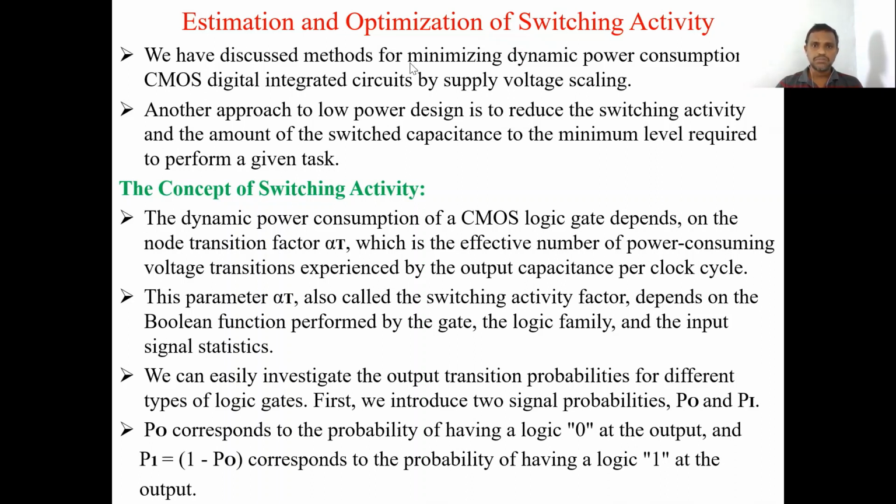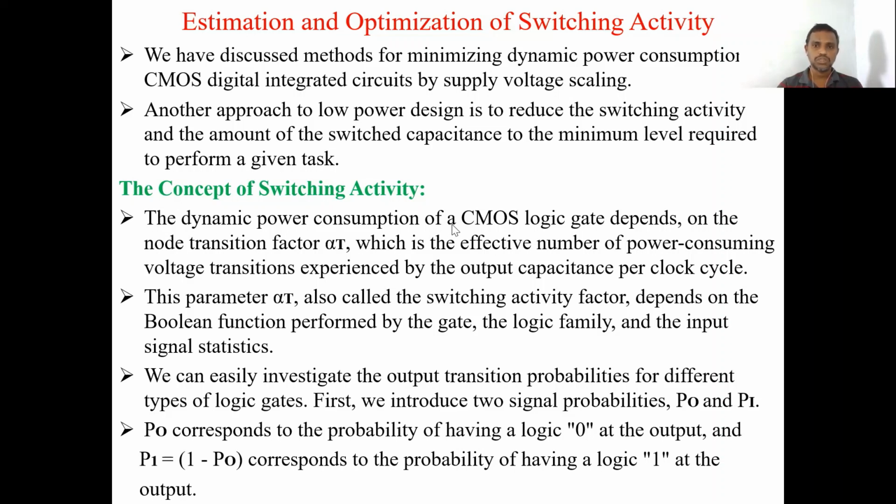We have discussed methods of minimizing dynamic power consumption in CMOS digital integrated circuits by supply voltage scaling. We have seen different methods to reduce the supply voltage to reduce dynamic power consumption. Another approach to low power design is to reduce the switching activity and the amount of switched capacitance to the minimum level required to perform the given task. So this is another method we are considering to design a low power CMOS circuit. First, we'll see the concept of switching activity.